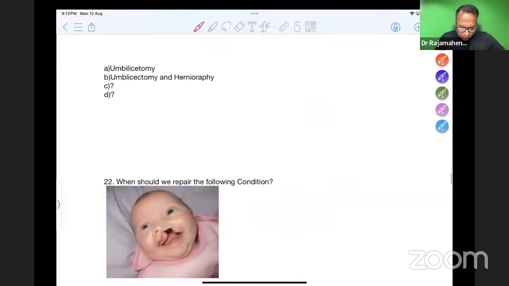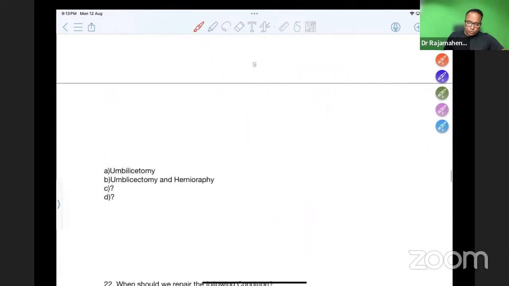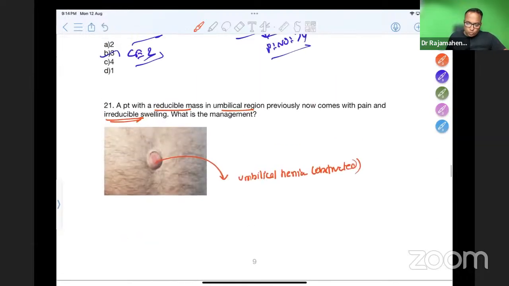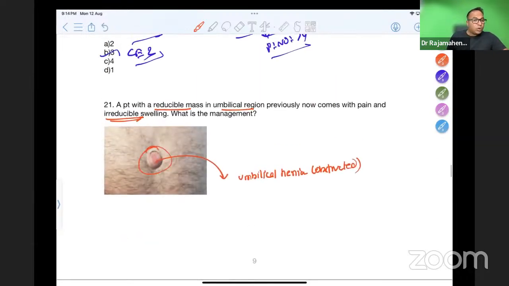Simple concept, don't forget. For an umbilical hernia, what will I do? I will not do umbilicectomy. We don't remove the umbilicus. No need. We can do Mayo's repair. If given the choice, I will do Mayo's repair, or a simple procedure like mesh repair. No need to remove the umbilicus. It is not mandatory to remove. In umbilical hernia, we don't need to remove the umbilicus. It is not needed.